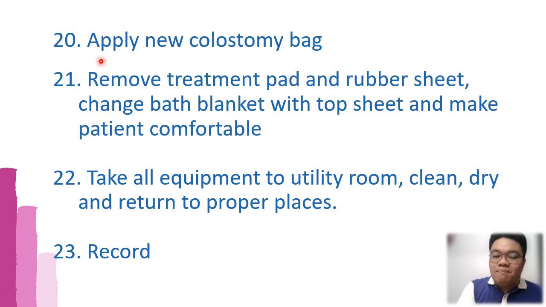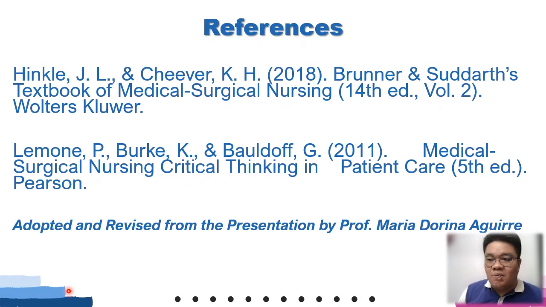Then you remove the treatment pad and rubber sheet. You change the bath blanket with the top sheet and then make the patient comfortable. You need to take all equipment to the utility room, clean, dry, and then of course return to the proper places and you do your documentation.